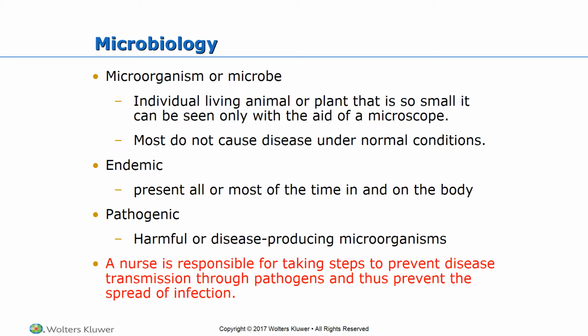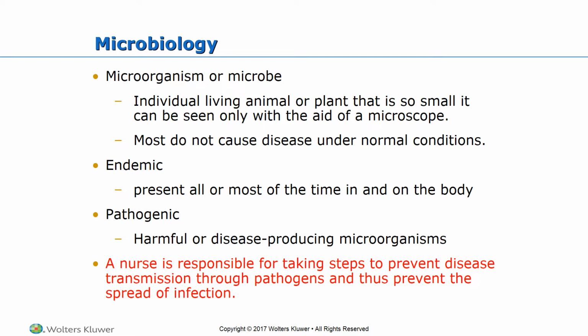In a population, you may have a disease or disease process that is common in a population. Say, used to be, polio was endemic in certain parts of the U.S. Not anymore, thank you, Jonas Salk. But it was there; it was present all the time. And pathogenic: harmful or disease-producing. So a pathogenic microorganism is one that can produce disease or cause harm.